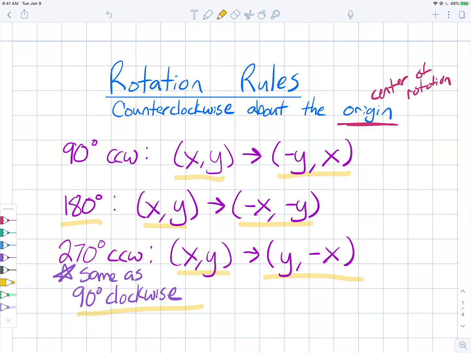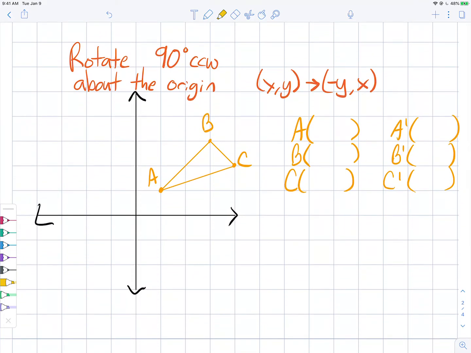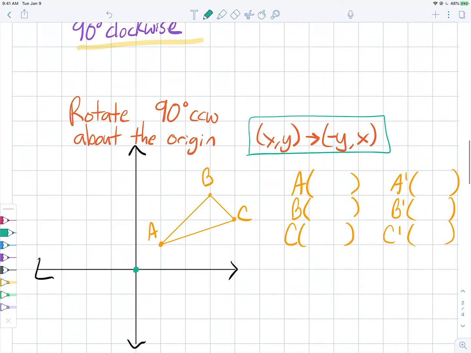So we're going to use these rules to rotate a couple of shapes. For our first one, we are going to rotate 90 degrees counterclockwise about the origin. So this is where we're going to be rotating it from. That's kind of like your pivot point, what you're going to rotate around. Like if you've ever been on a merry-go-round, the middle is your origin. That's what you're rotating around, okay? So our rule is x comma y becomes negative y comma x. So make sure you have your rules, okay?